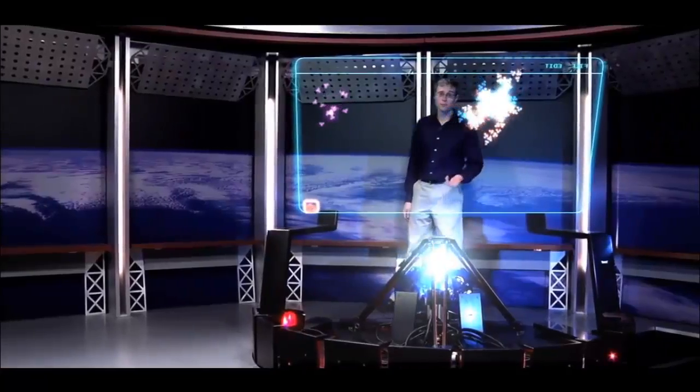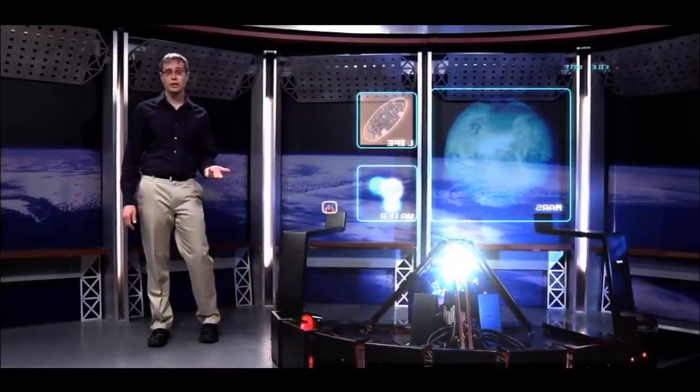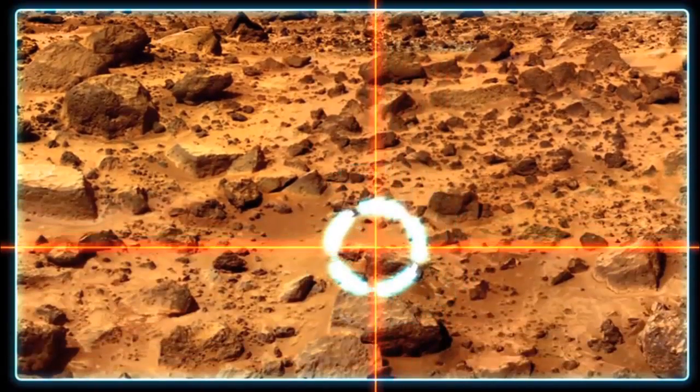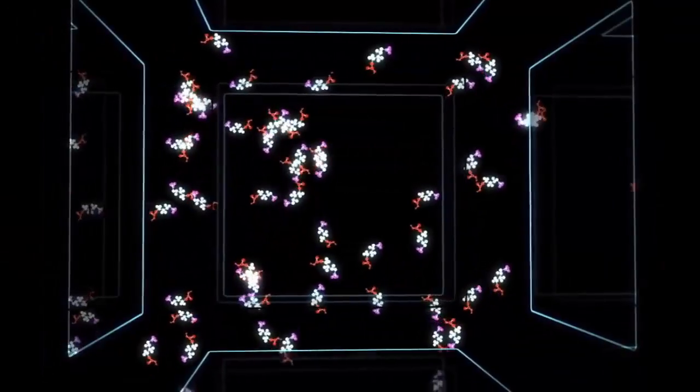Scientists have the same problem. How do you know if there was once water on Mars? Or, for that matter, life? Obviously, you can't tell just by looking at pictures of Mars, but scientists think the answer may lie hidden in tiny molecules in Martian soil.